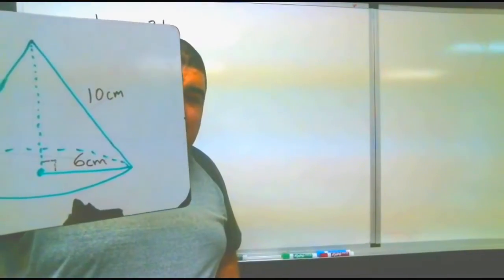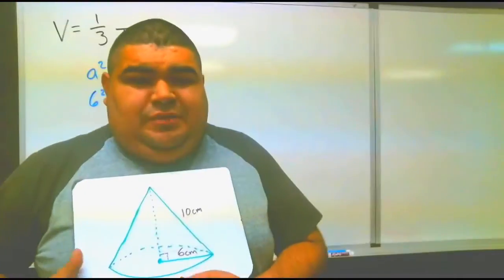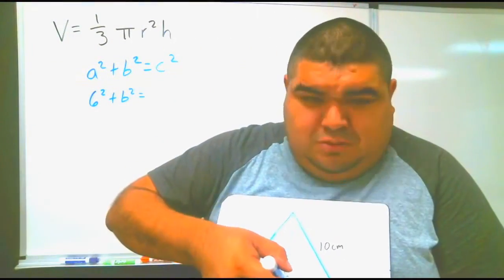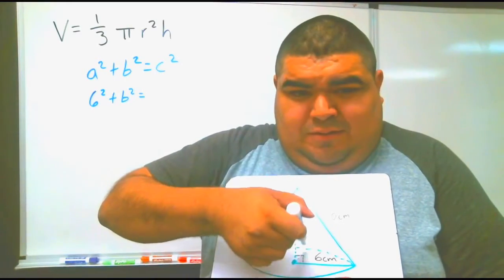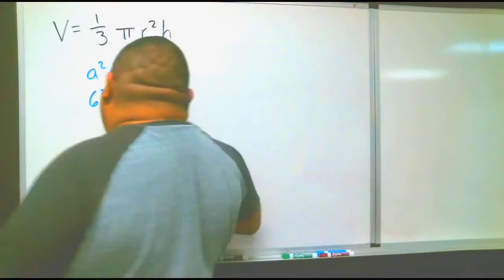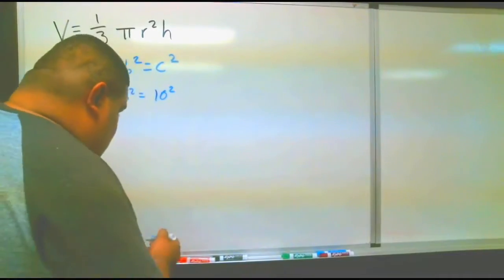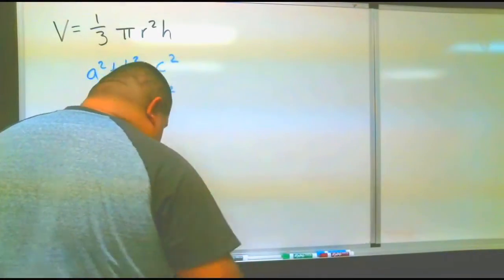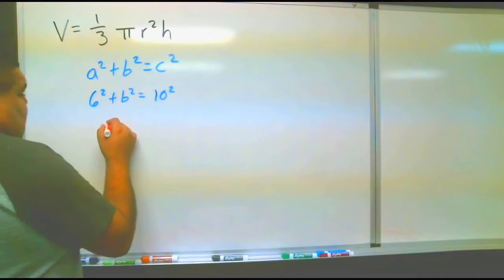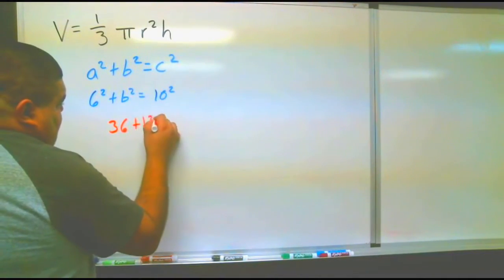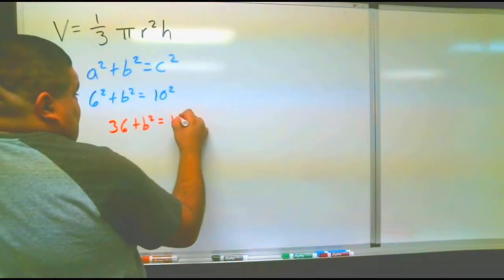Since we have one of the legs, which was 6, we say 6 squared plus B squared equals C squared. Remember, C is always your hypotenuse, always across from the 90-degree angle. In this case, it's 10, so 10 squared. 6 times 6 is 36, plus B squared equals 10 times 10, which is 100.